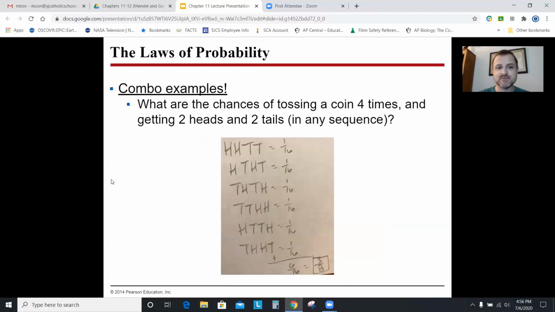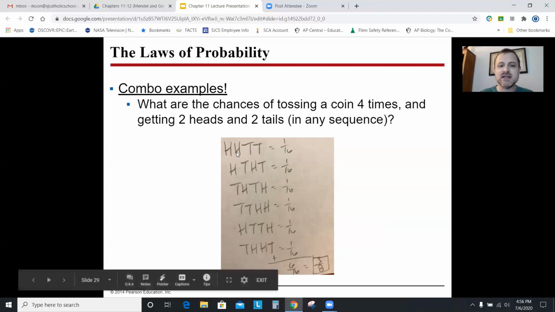A combo example: what are the chances of tossing a coin four times and getting two heads and two tails in any sequence? What I have to do here, and you can see I've written it out, is write out each different way that I can get two heads and two tails. And if you look at my work, there's six ways of getting two heads and two tails. The first one is heads, heads, tails, tails, heads, tails, heads, tails. You can read these yourself.